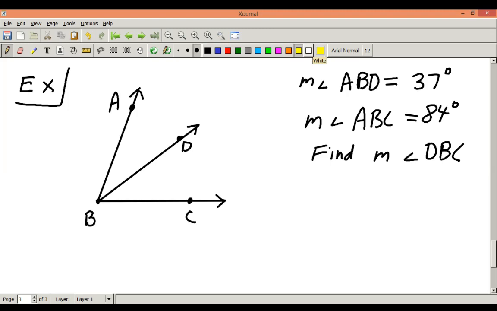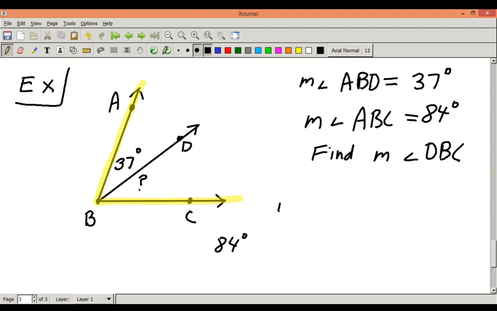Okay, so when you do your homework, you can write on your paper and redraw this if you need to. The measure of angle ABD is 37 degrees, so I'm going to write that right in there. ABC is 84, so that's this one in yellow. And we're trying to find the measure of angle DBC, so I'll put a question mark right there. That was 84 degrees for the big yellow angle. So by the angle addition postulate, the 37-degree angle plus the one we're looking for must add up to 84.